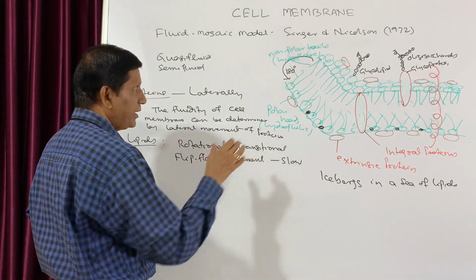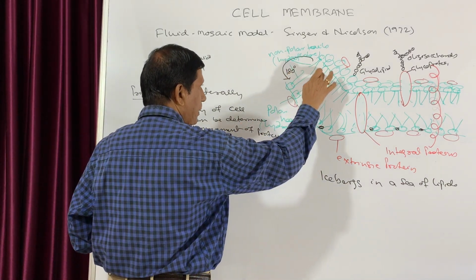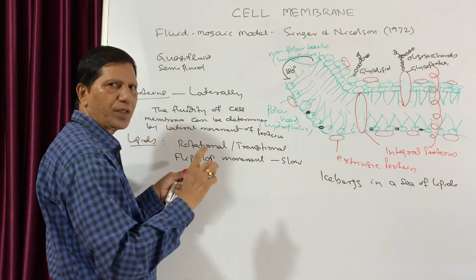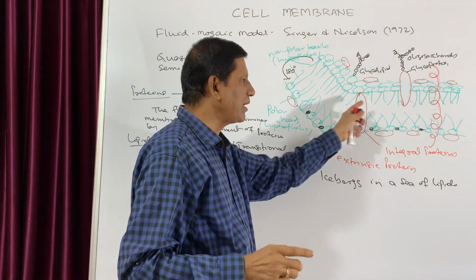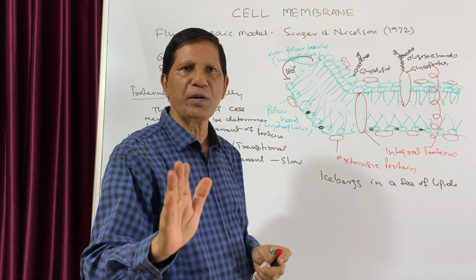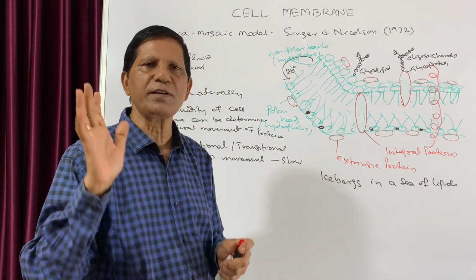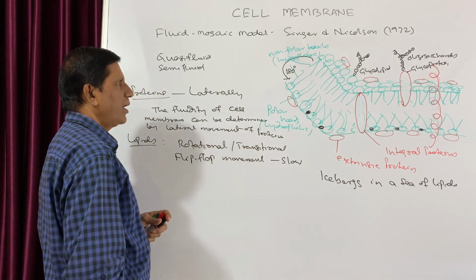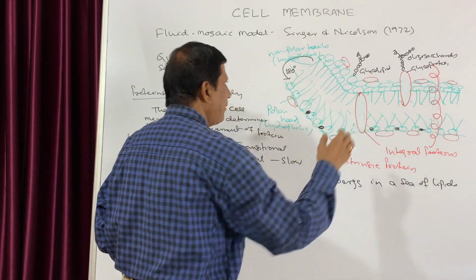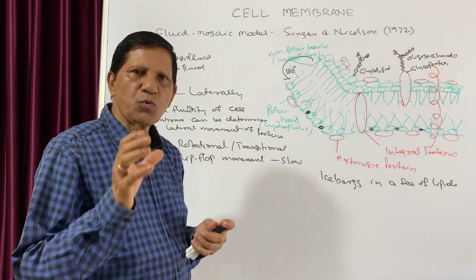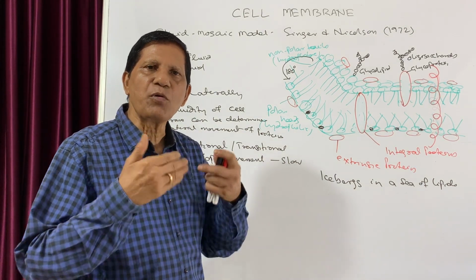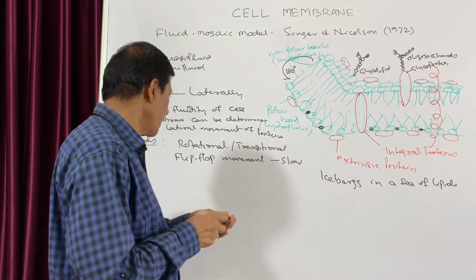Now that means the phospholipids have rotational or transitional movement as well as flip-flop movement, but the proteins have only lateral movement. They do not have flip-flop movement. This is very important from examination point of view. Then this bilayer of phospholipids is quasi-fluid or semi-fluid. What is the importance of this quasi-fluid nature?